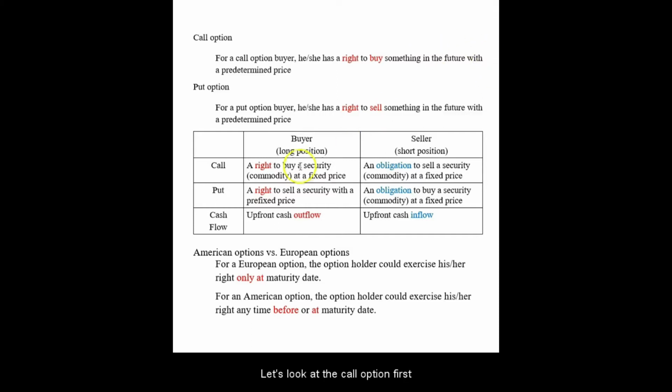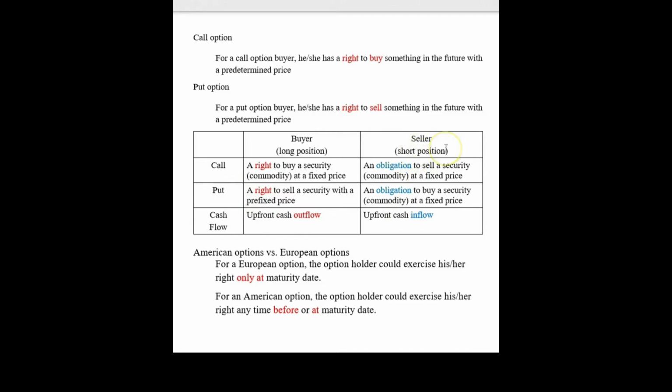So let's look at the call option first. So this is call option. We have 2 positions. Buyer, sometimes we call the long position. Seller, we call it short position. For the call option buyer, right, and initial cash flow is cash outflow. Okay, for the buyer, cash flow is always pay.